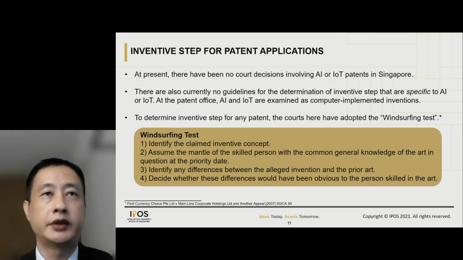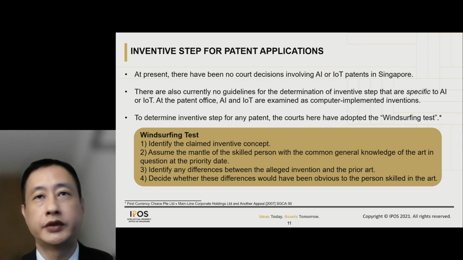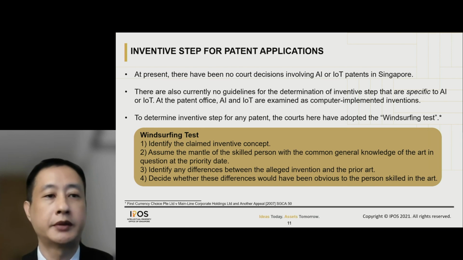The Windsurfing test is a 4-step test. The first step is to identify the claimed inventive concept. The second step is to assume the mantle of the skilled person with the common general knowledge of the art in question at the priority date. The third step is to identify any differences between the alleged invention and the prior art. And the fourth step is to decide whether these differences would have been obvious to the person skilled in the art. Next slide, please.